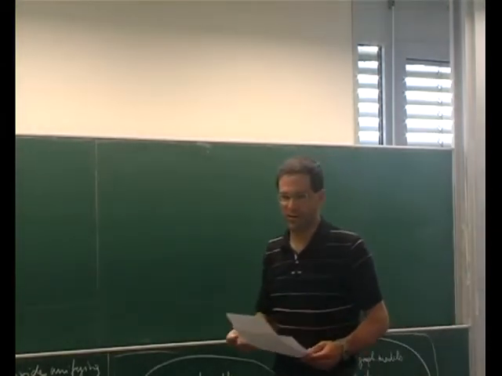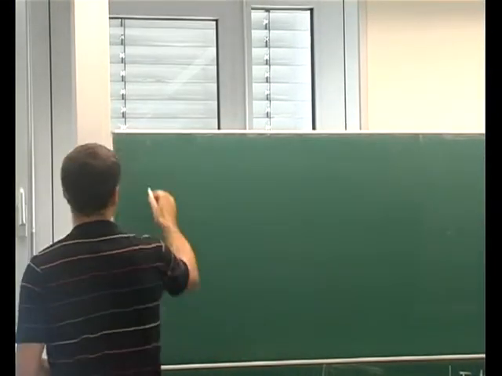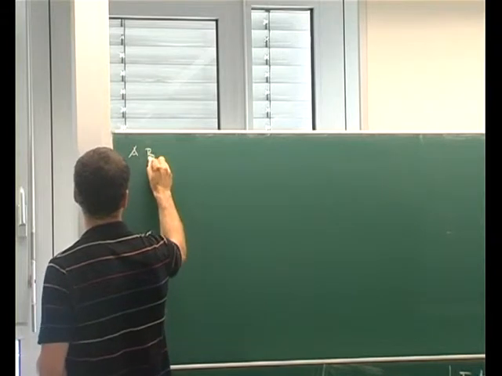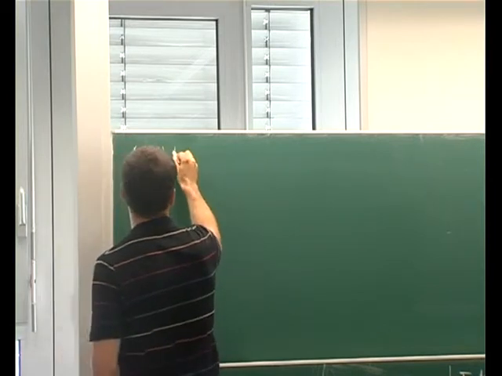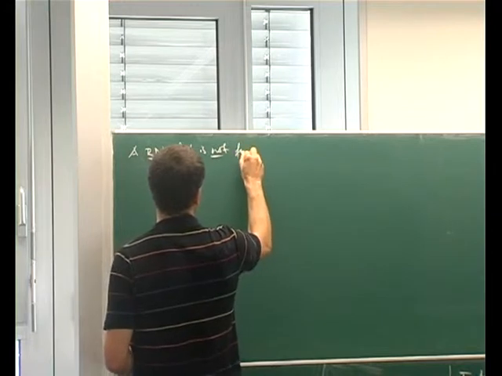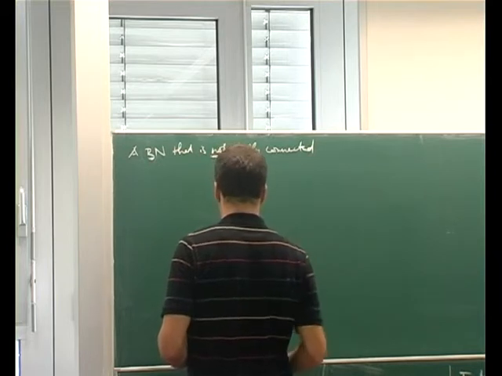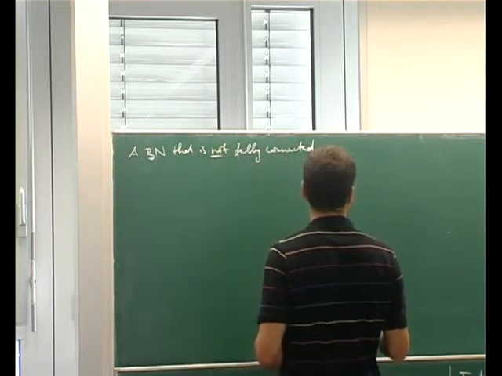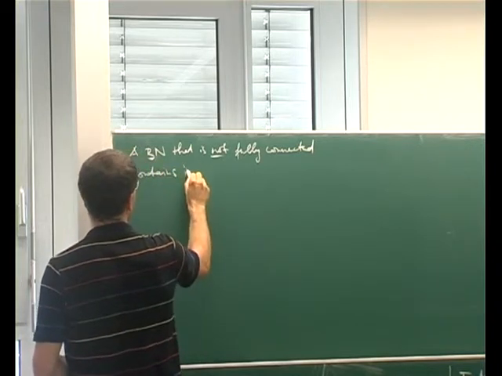So I mentioned those independence assumptions, and they are important because a Bayesian network, so BN is Bayesian network, one that is not fully connected contains or reflects independence assumptions.